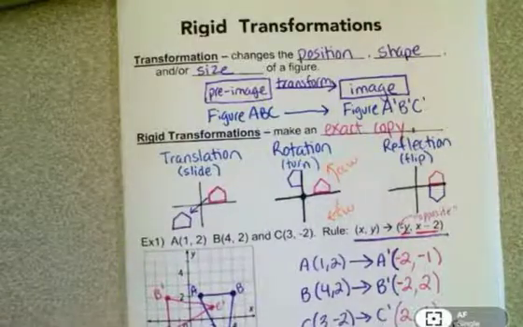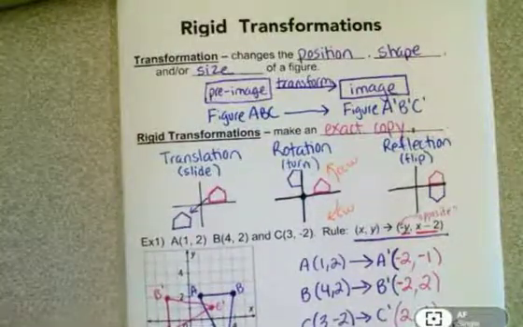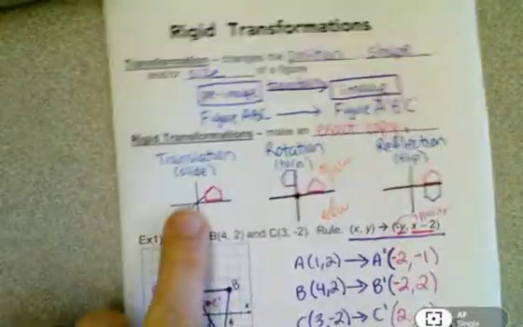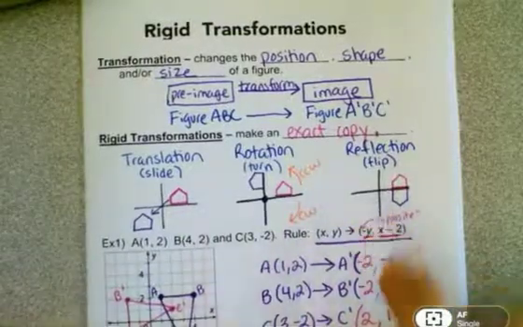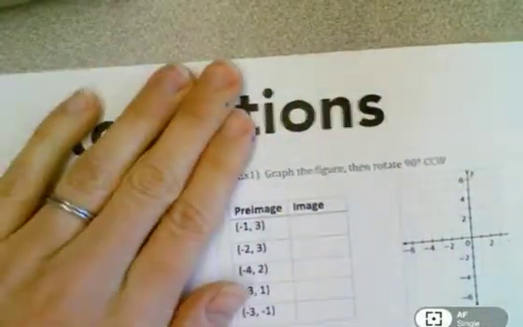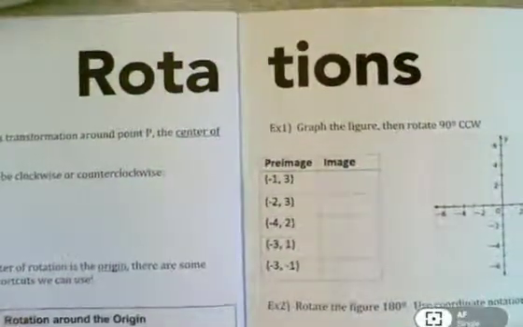Hi, geometers. We're back in our rigid transformations books. We have already talked about translations and reflections, and today we're going to dive a little deeper into rotations. So if you can find the rotations page, it's the last page in your book, flip here, and we'll begin.